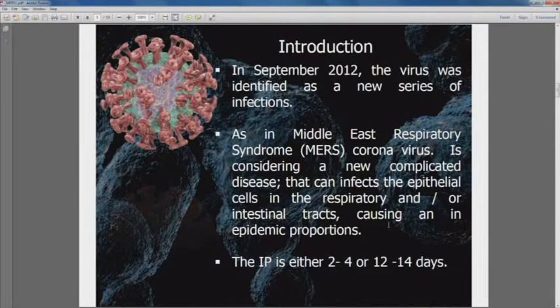Okay, I will start first with a brief introduction about the coronavirus or the MERS virus. In September 2012, coronavirus was identified for the first time in a new series of infections known as Middle East respiratory syndrome. It is considered a new, complicated disease that infects the epithelial cells in the respiratory and intestinal tract, thus causing a disease in epidemic proportions. The incubation period is either short, between 2 to 4 or 7 days, or between 12 to 14 days.